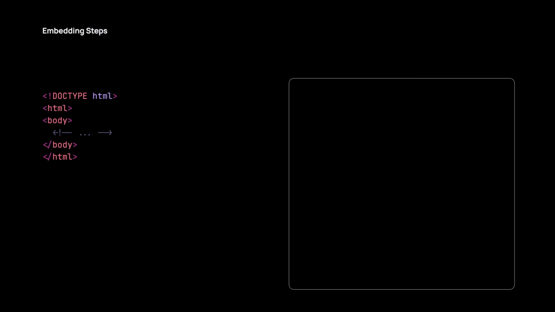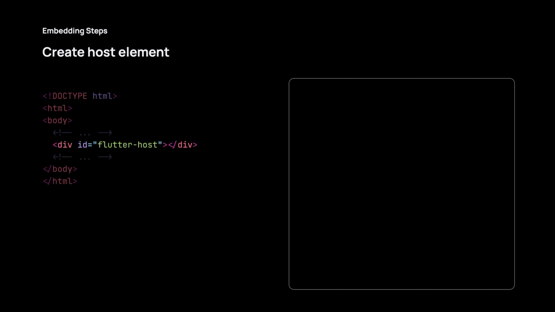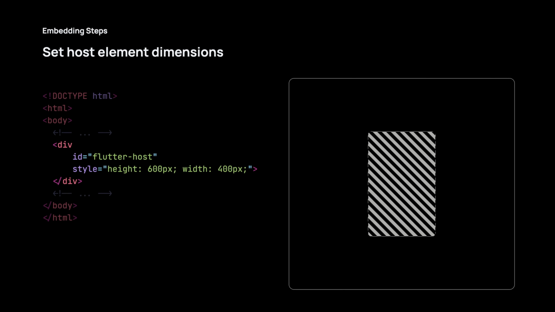So assume you have an HTML file that you want to embed a Flutter app in. The first step is to create the host element, and this is the element where the Flutter app will be embedded in. You give it an ID so you can easily query it in the JavaScript. And after that, you set the dimensions for the host element. Now, these are the dimensions that the Flutter app will be constrained to.